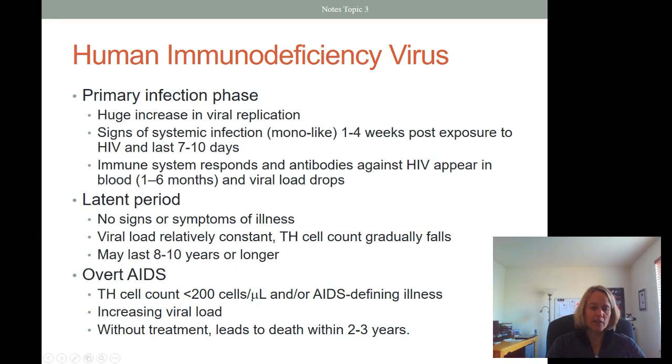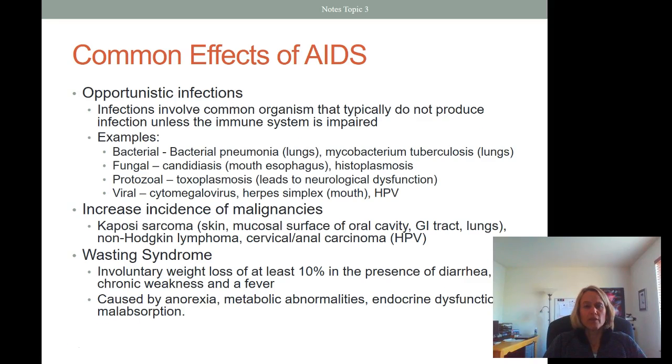During this time, we also have an increasing viral load. Without treatment, once you reach the overt AIDS stage, this can lead to death in about 2 to 3 years. Some of the common effects that we see with AIDS are opportunistic infections. Remember, those involve organisms that typically don't produce an infection. You only see that when the immune system is impaired.